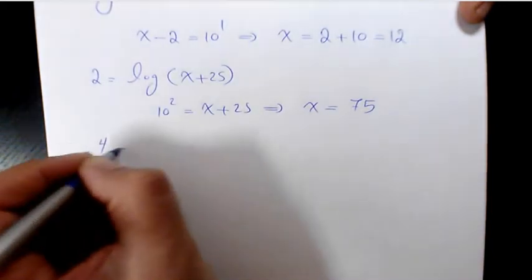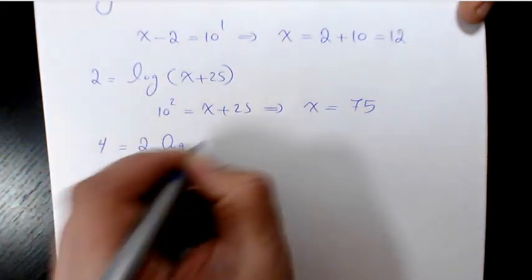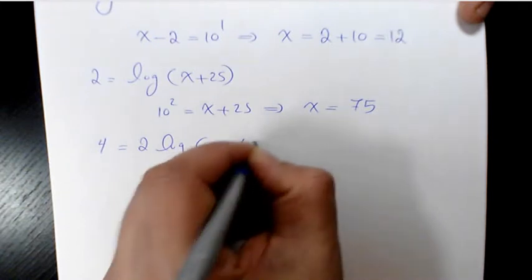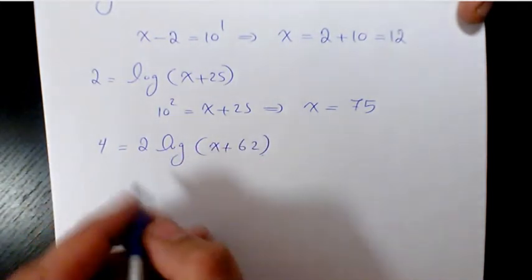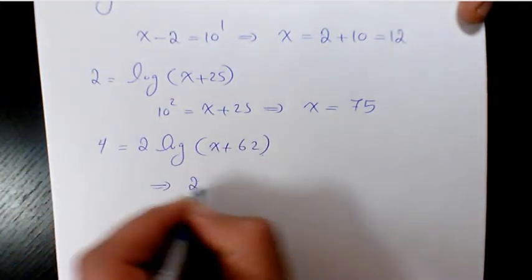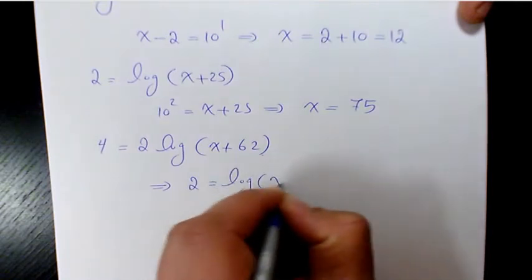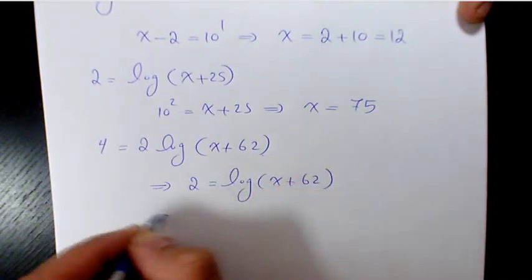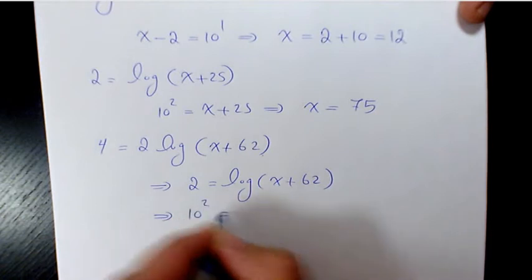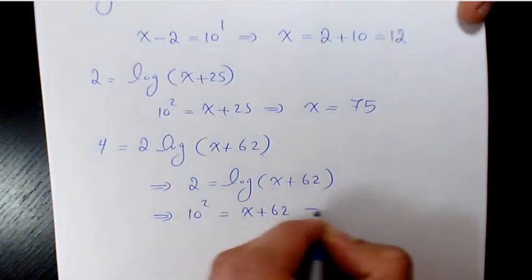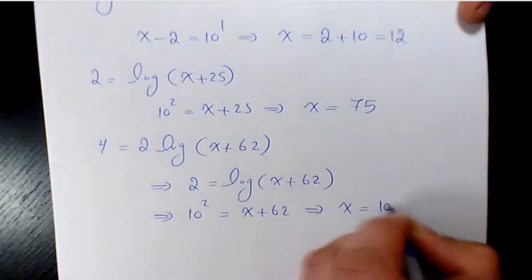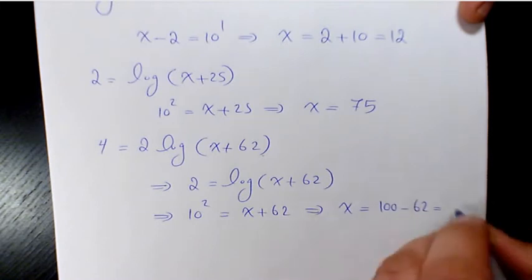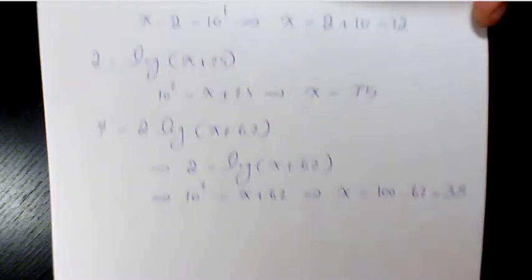Next one is 4 = 2 log(x + 62). If we divide both sides by 2, I'm going to have 2 = log(x + 62), which means that 10 to the power of 2 = x + 62, and we can say x = 100 - 62, and that's going to be 38.